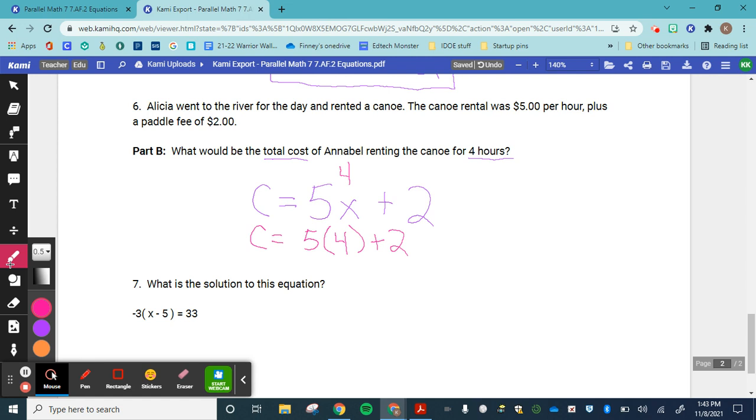Then I can just work this out. Cost equals 5 times 4 is 20 plus 2. So her total cost will be $22 for renting that canoe.